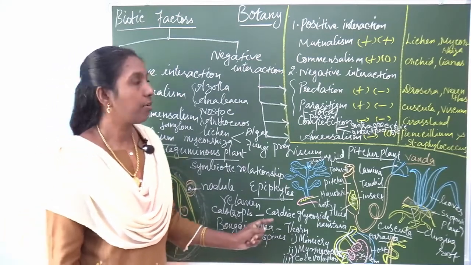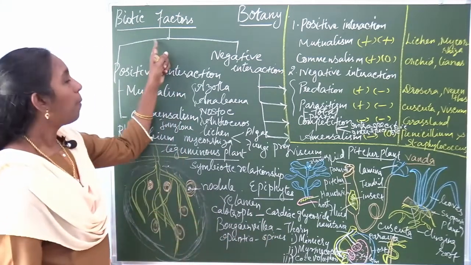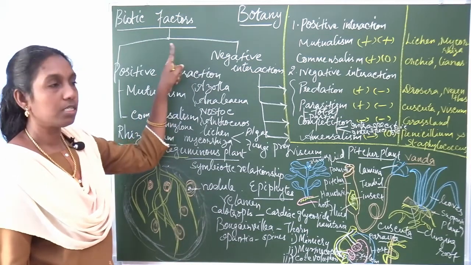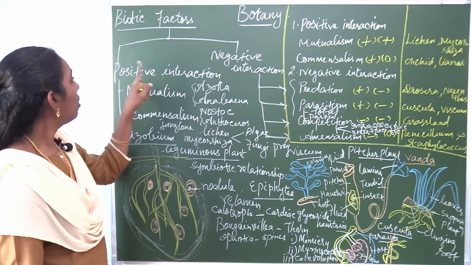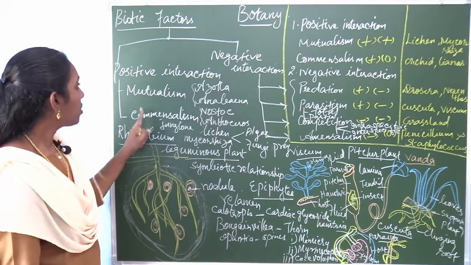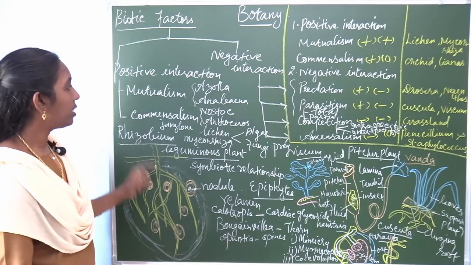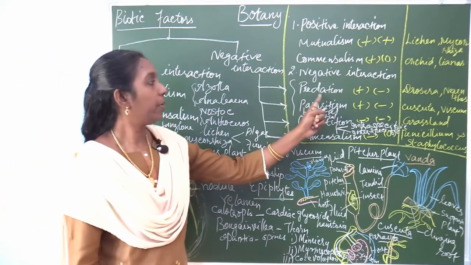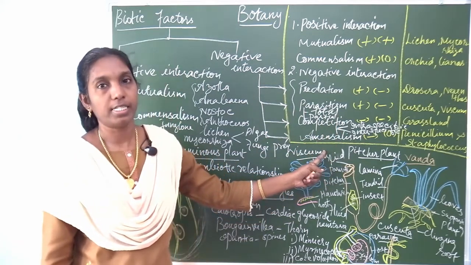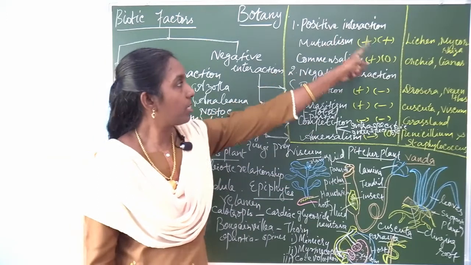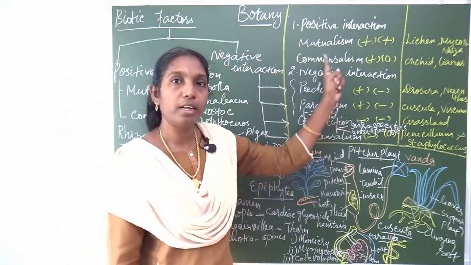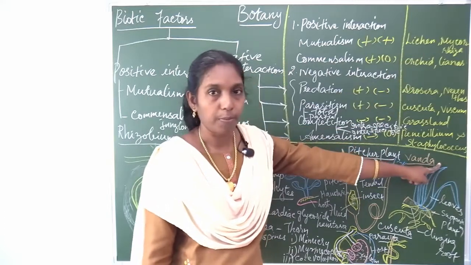Once again, let's review what you learned today. Biotic factors are broadly classified into positive interaction and negative interaction. Under positive interaction: mutualism, commensalism. Negative interaction: predation, parasitism, competition and amensalism. First learn all the definitions in the tabular column, and you will get the definitions as well as the examples.